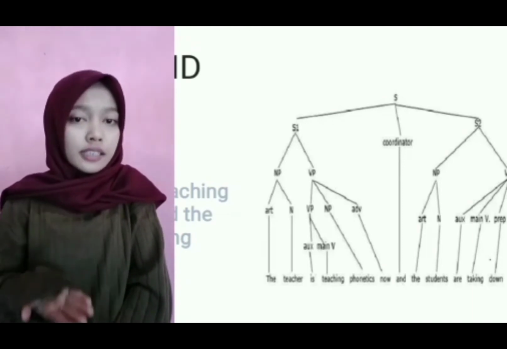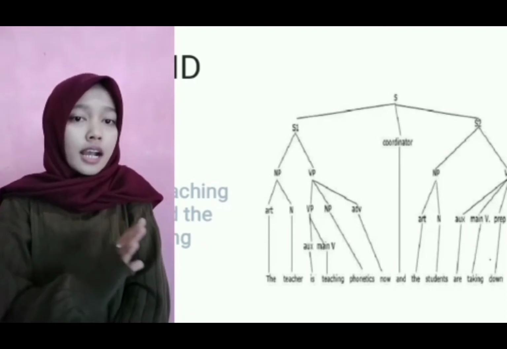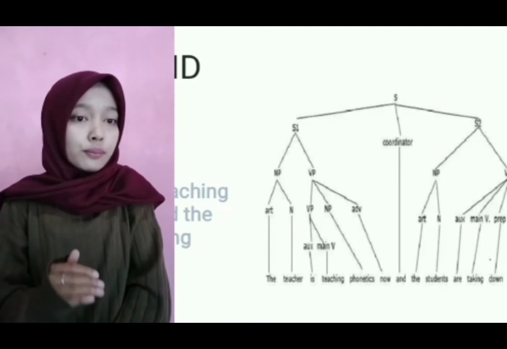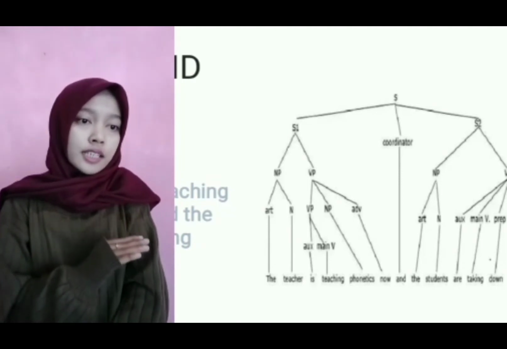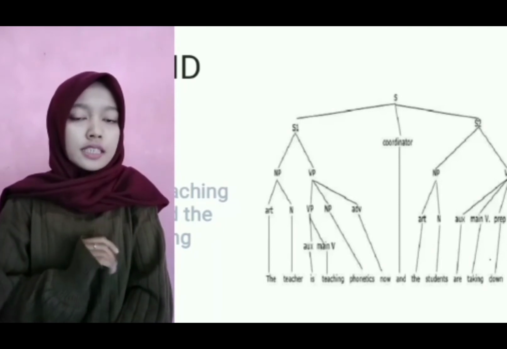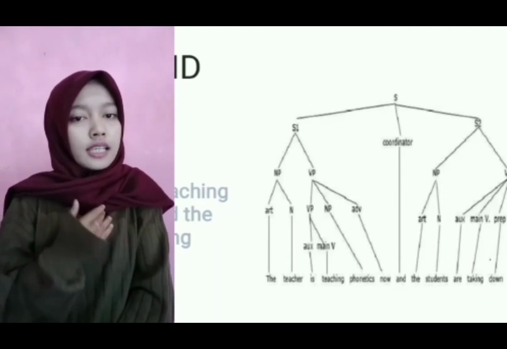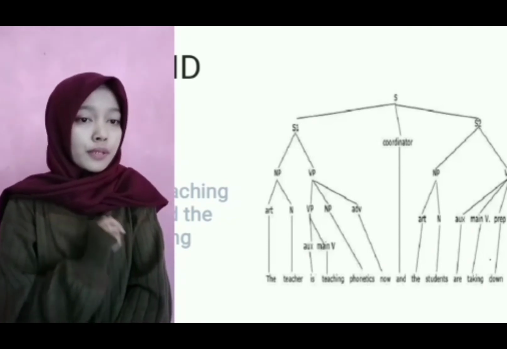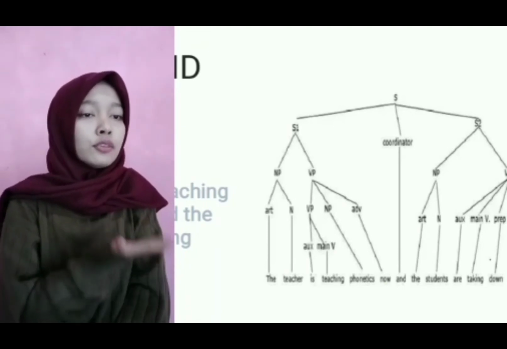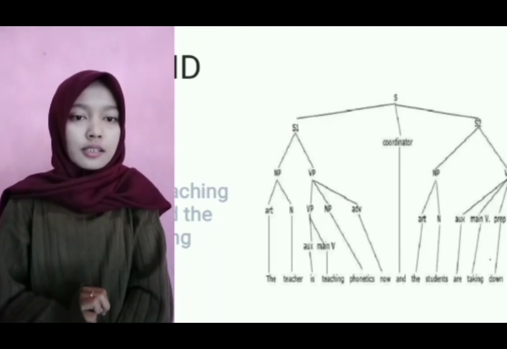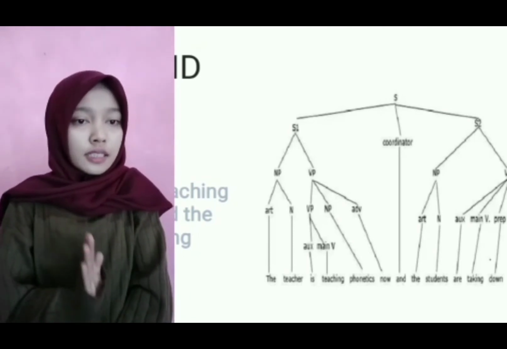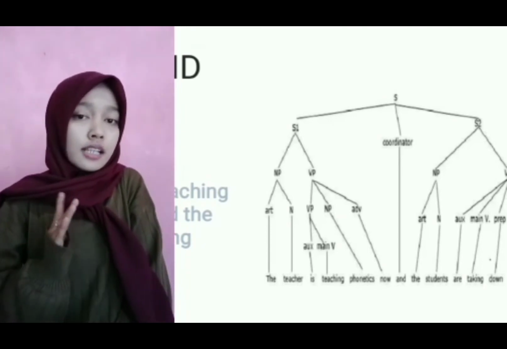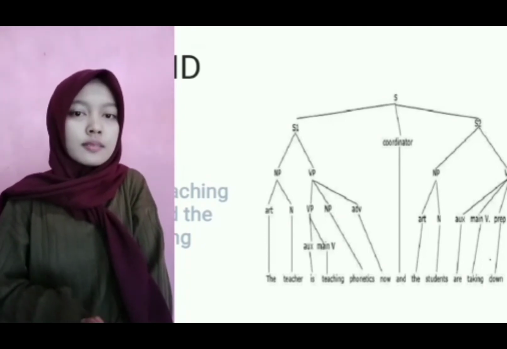And is coordinator. The is article, students is noun, the students is noun phrase. Are is auxiliary, taking is main verb, down is preposition, notes is noun. Are taking down notes is verb phrase. The students are taking down notes is the second sentence. The teacher is teaching phonetics now and the students are taking down notes is the example of a compound sentence.